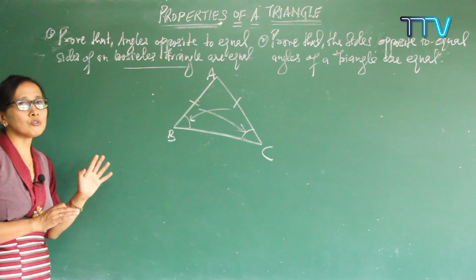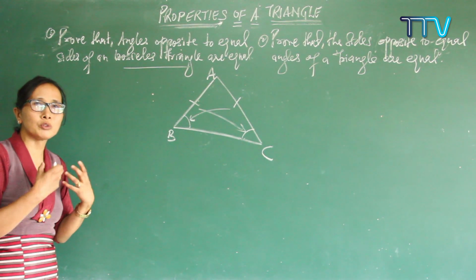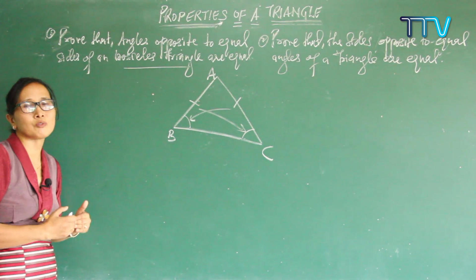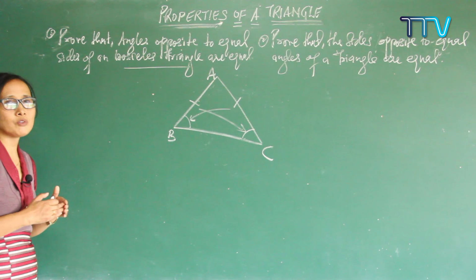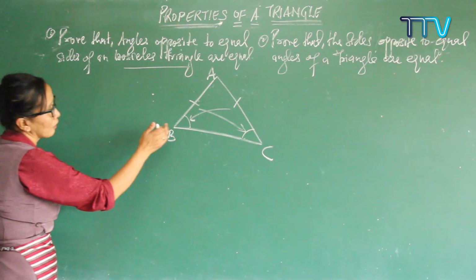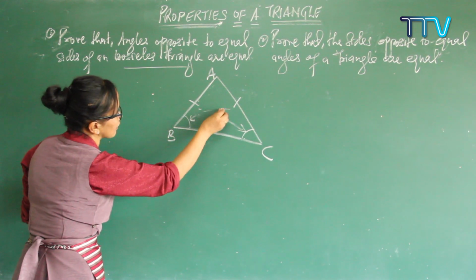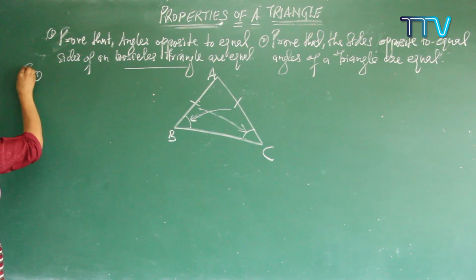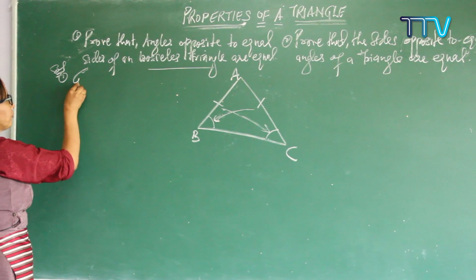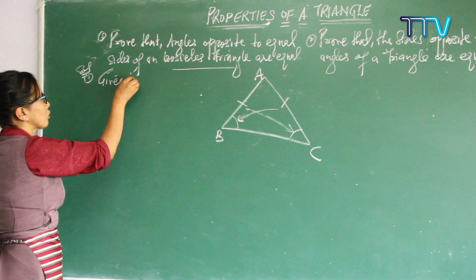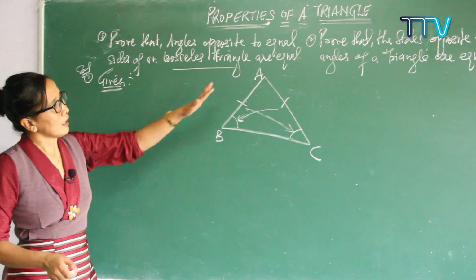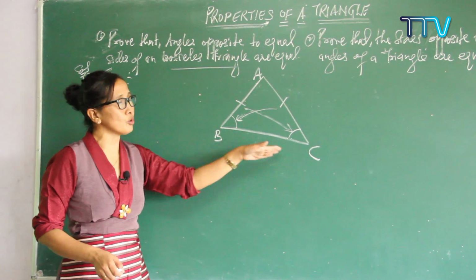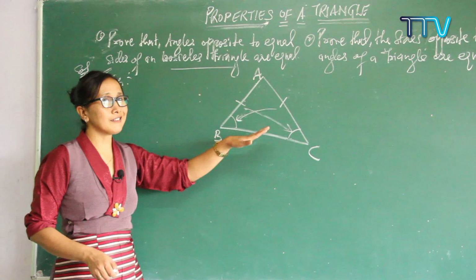One by one. As you know, whenever you are going to prove theorems, you have to write it step by step. First of all, you have to write down "Given". You have to read the question and write the givens. You have to draw an isosceles triangle. Draw the diagram first, and the second step is given.